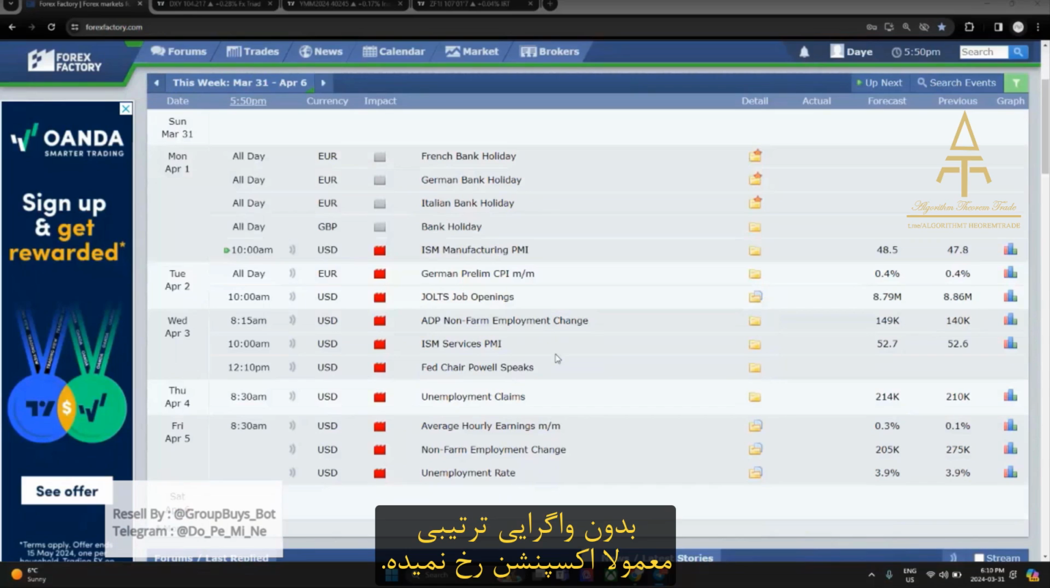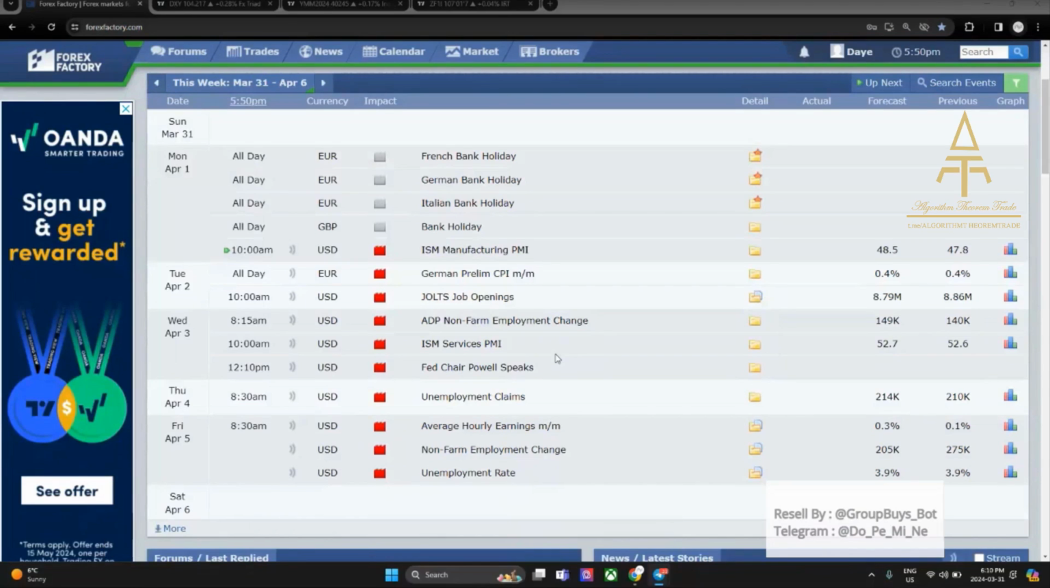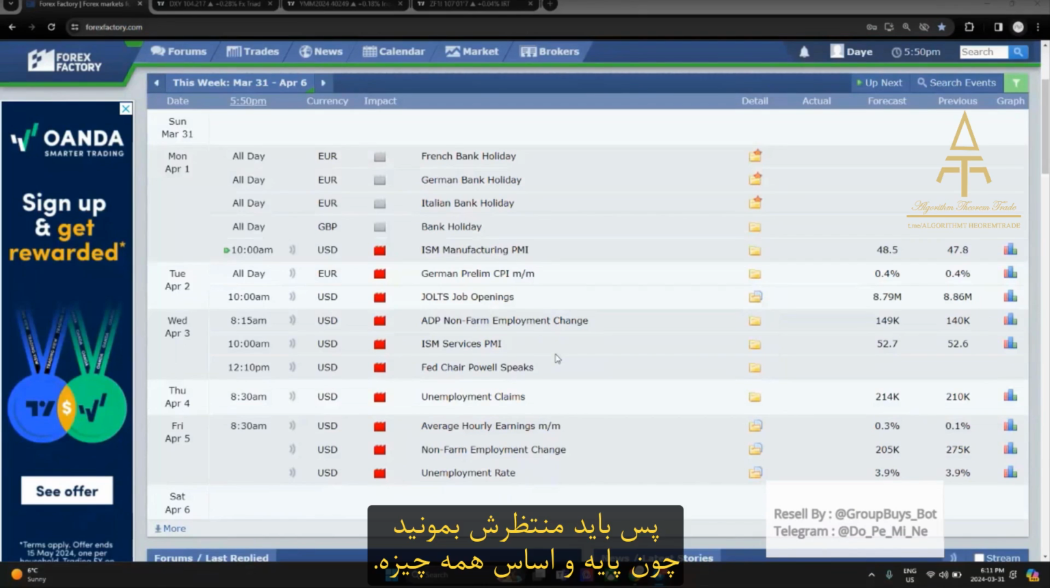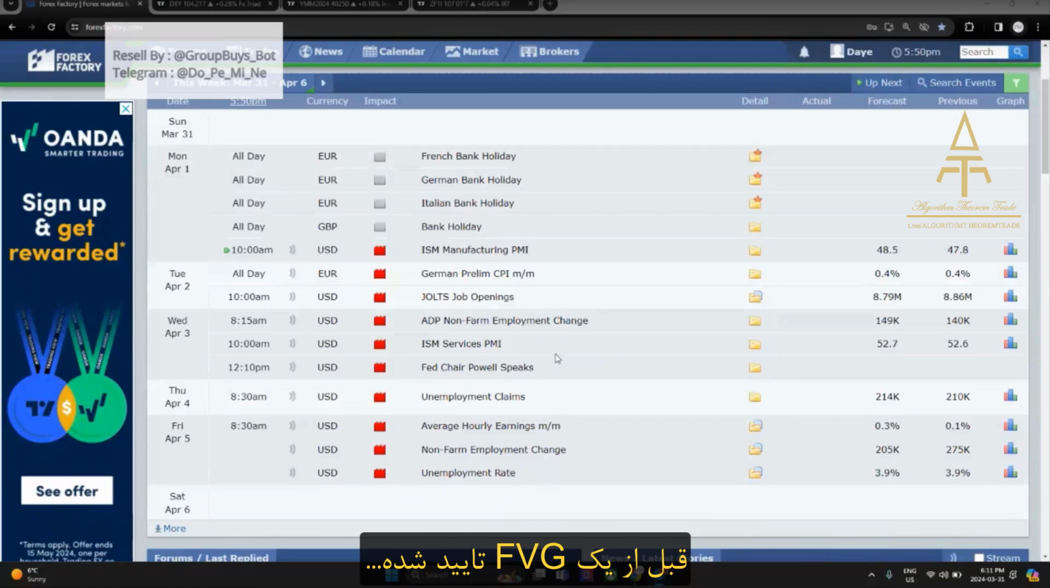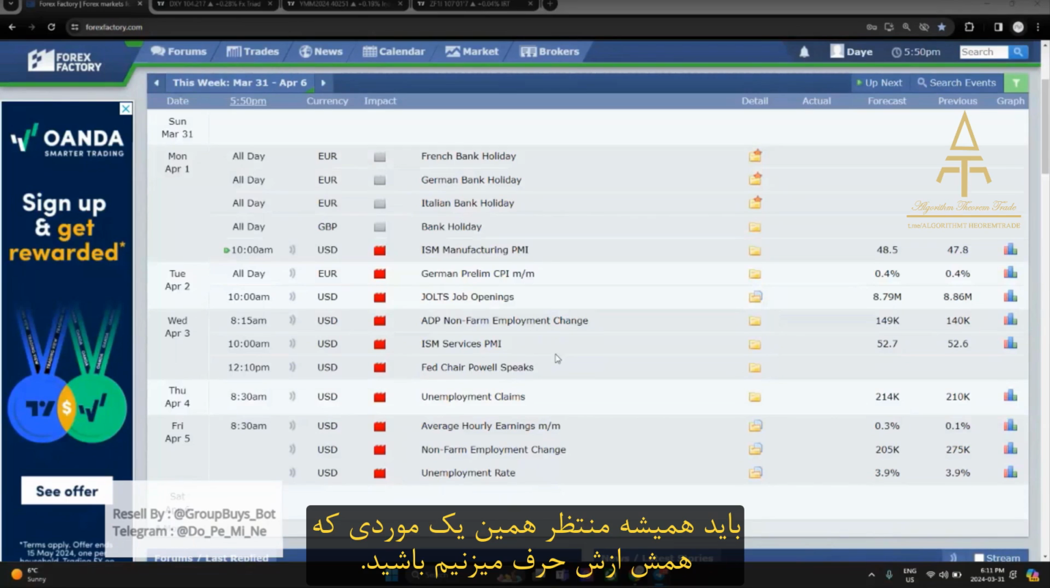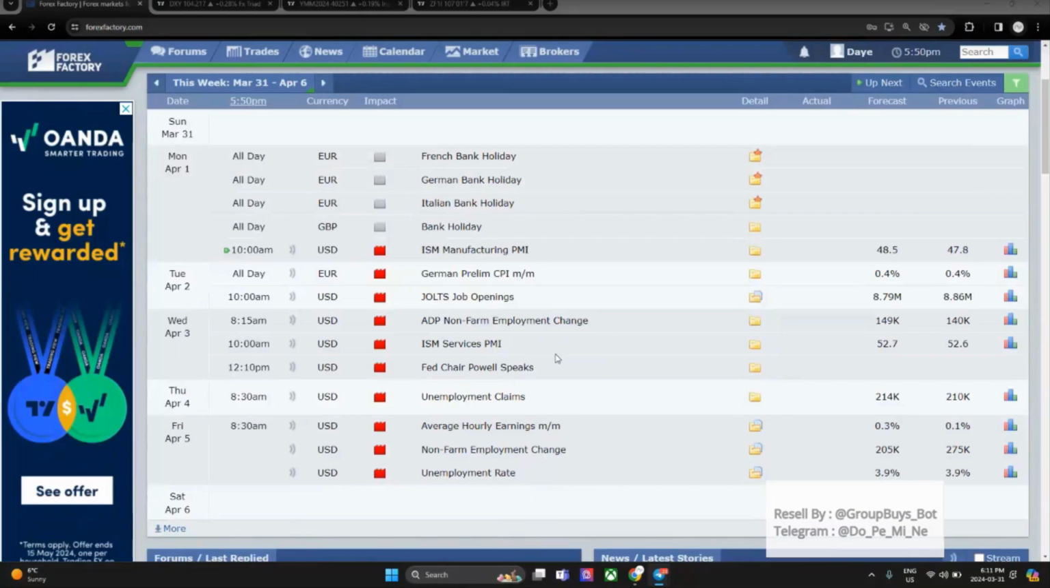Without that, there is normally no expansion. No expansion. So you must wait for this thing to form. That is the base of everything. Before there is a fair value gap that is valid, you must wait for this specific thing that we always talk about.